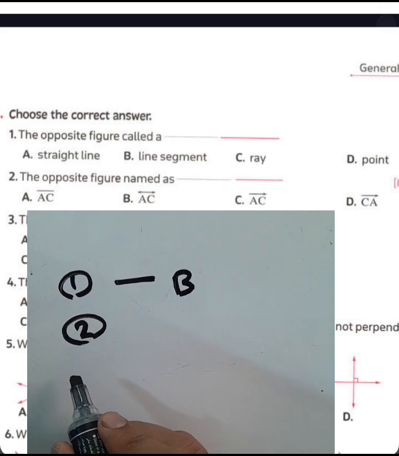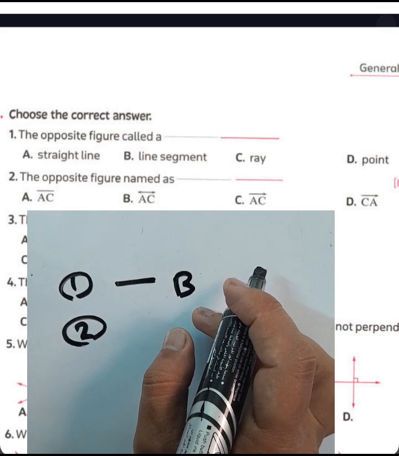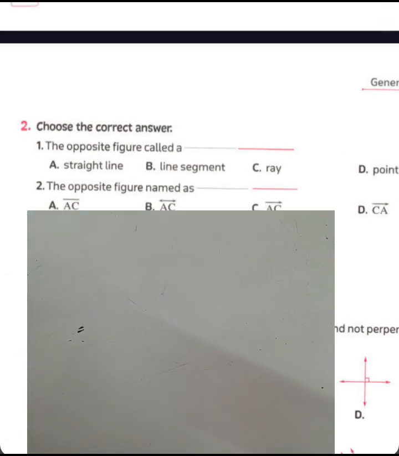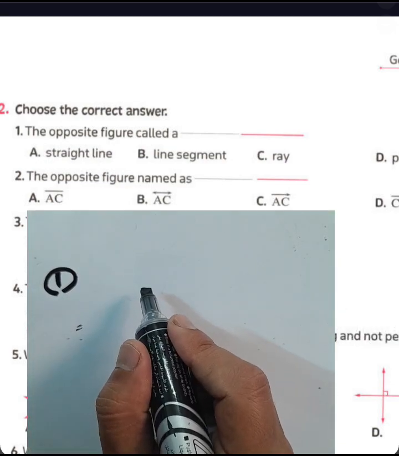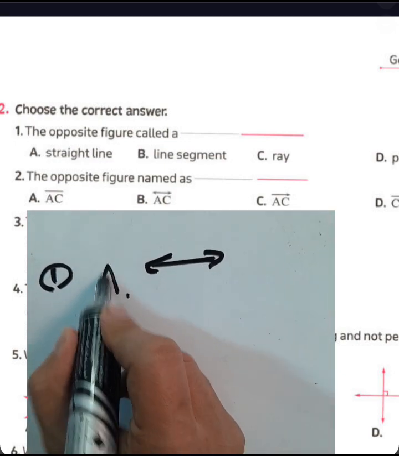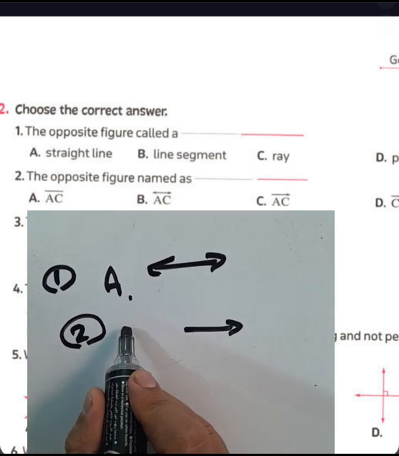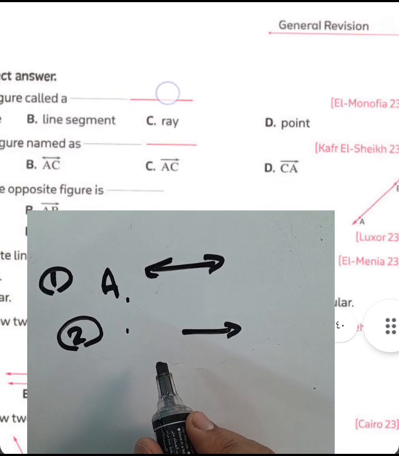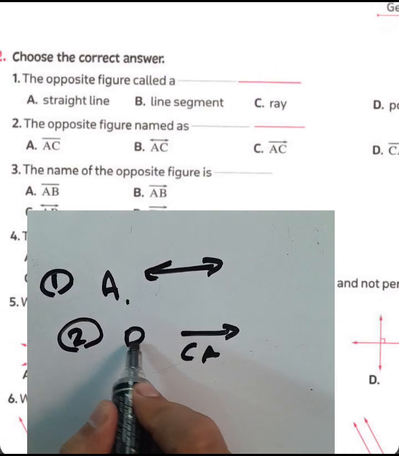The opposite figure is named as what? This example is not clear, so I will explain it again. Number 1, we call it a straight line here. Choose letter A. Question number 2, we have the ray CA. This is ray CA, choose letter D.